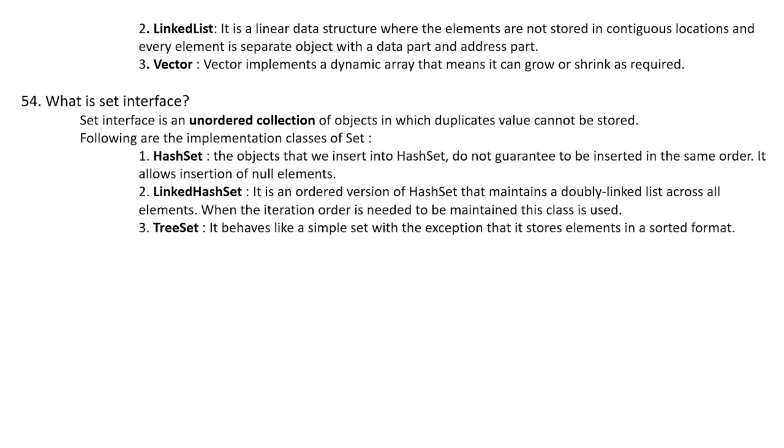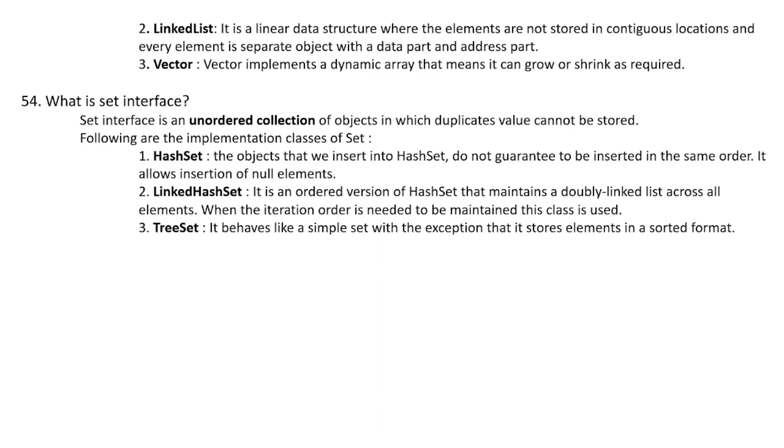54. What is set interface? Set interface is an unordered collection of objects in which duplicate values cannot be stored. Following are the implementation classes of set. 1. HashSet. The objects that we insert into HashSet are not guaranteed to be inserted in the same order. It allows insertion of null elements.